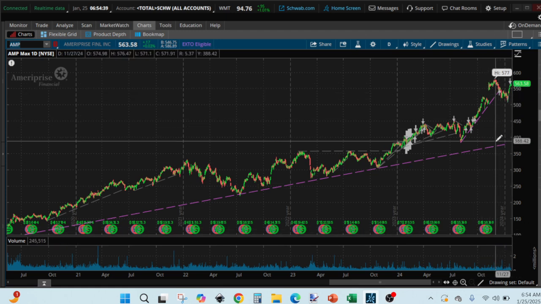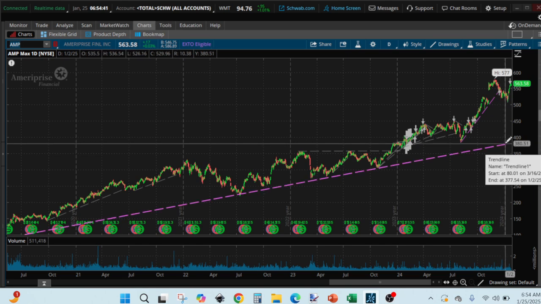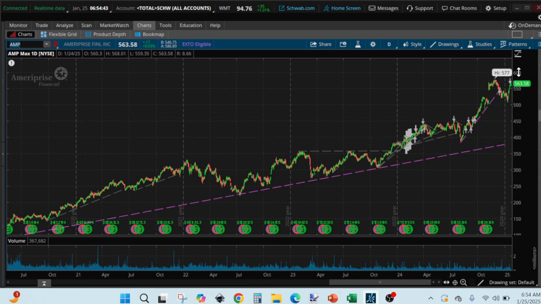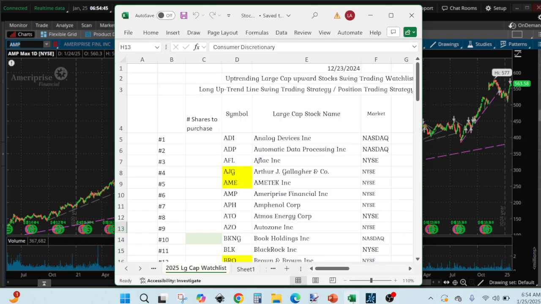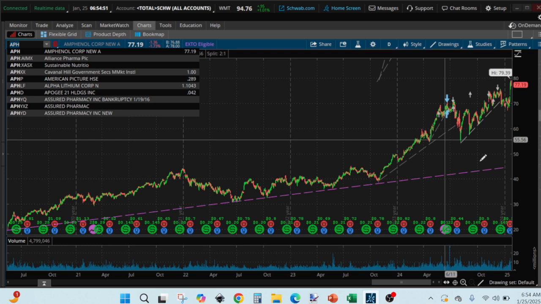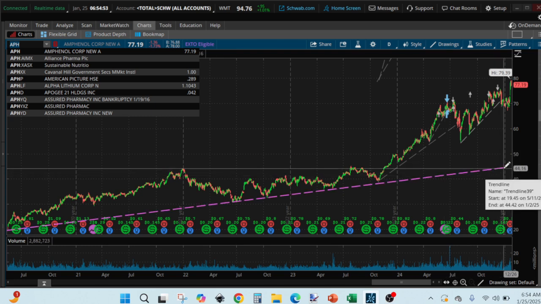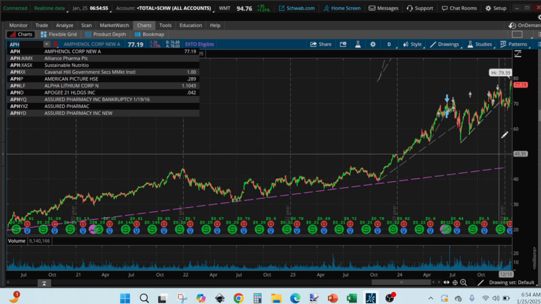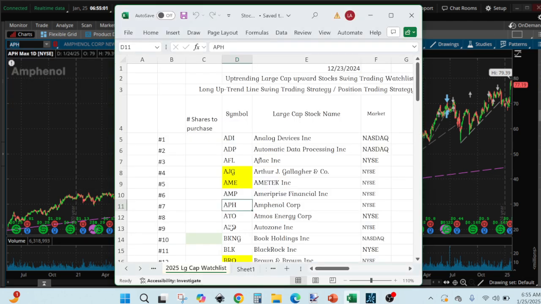But the next time we would like to get in is going to be at this line, and right now it is going up, it's not going down. The next one is APH. So APH, we like to buy at this line, but right now it is going up and it just reached a new high right there.